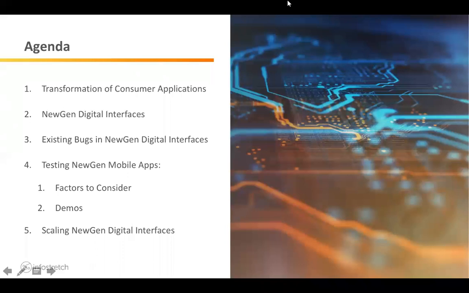So as I walk through the factors to consider and the approach to testing these technologies, it is because we've directly seen how they can enhance consumers' ability to engage with companies, or on the flip side, the impact on organizations' revenue. So today, we're going to cover 6 things: the transformation of consumer applications and what they look like today, new generation digital interfaces and the characteristics they carry, some of the existing bugs within these new generation digital interfaces, and then we will get into both the factors to consider when testing digital applications and some of the demos and how we test a few of them. And lastly, scaling these new generation digital interfaces and what it really means to not only go to market, but to have satisfied customers.